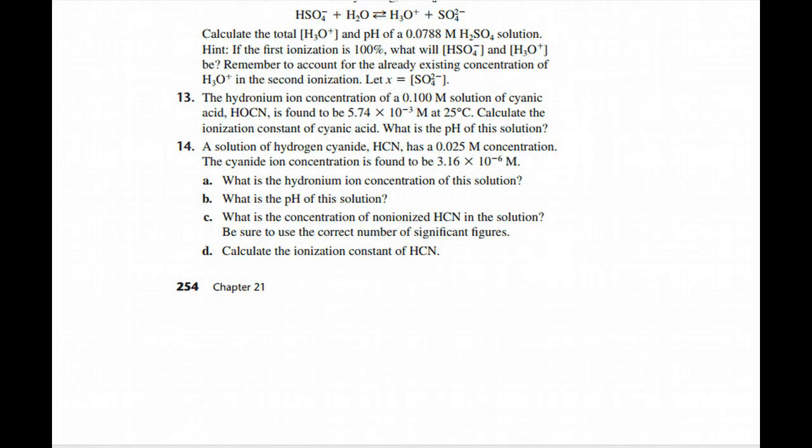So this video is the green book, number 13, that's the one we're doing, HOCN. So let's go ahead, write it out. HOCN plus HOH gives you H3O plus and OCN minus. So the hydronium ion concentration is so forth, and it's 0.1 molar. Calculate the ionization as well as the pH.